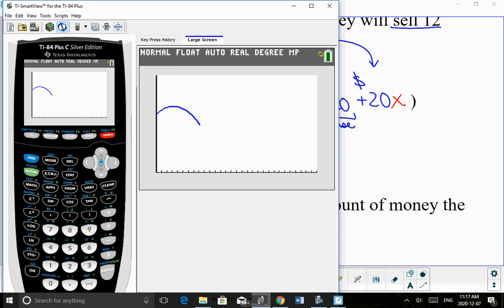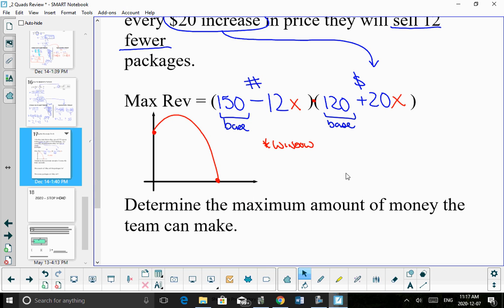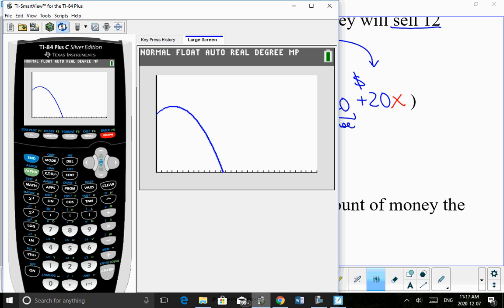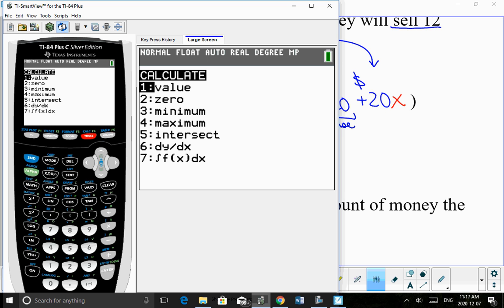Okay. Now, the point that we're looking for will always be the vertex. So I am looking for this point every single time. I want to know that, and I want to know that. So it's at the top of the curve, so it's going to be number 4 for maximum.